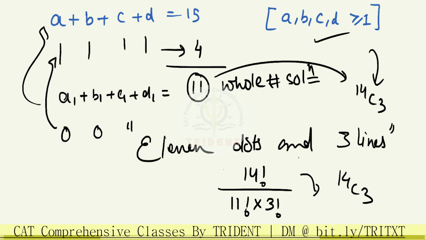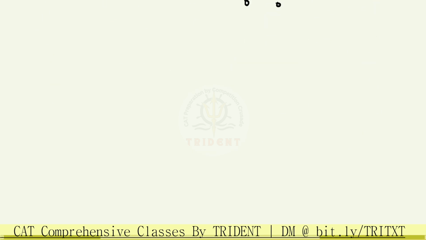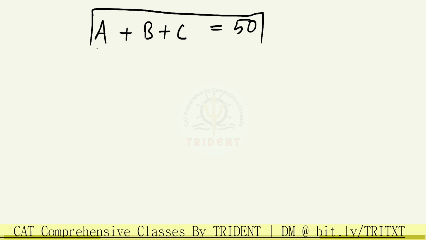Now, let me give you homework for those of you who are looking out for something. I'm giving you a very simple number, and I'll be really happy if you compute this one. You just need to compute the whole number solutions to this expression: a plus b plus c equals 50. So this I am giving you as homework. If you feel like you want to answer it, you can. The same idea, you'll just use the dots and lines and you will arrive at the answer.